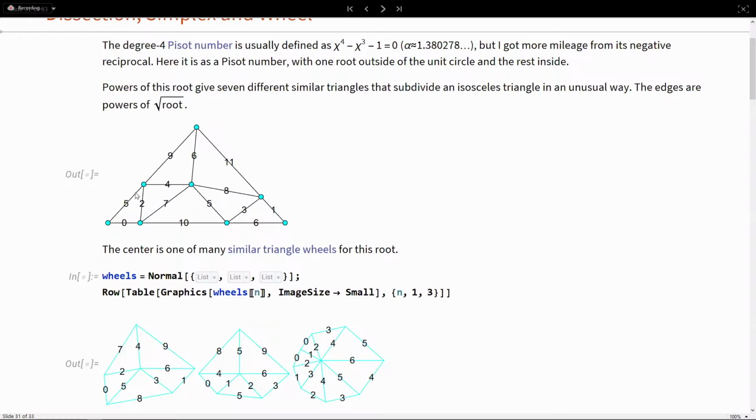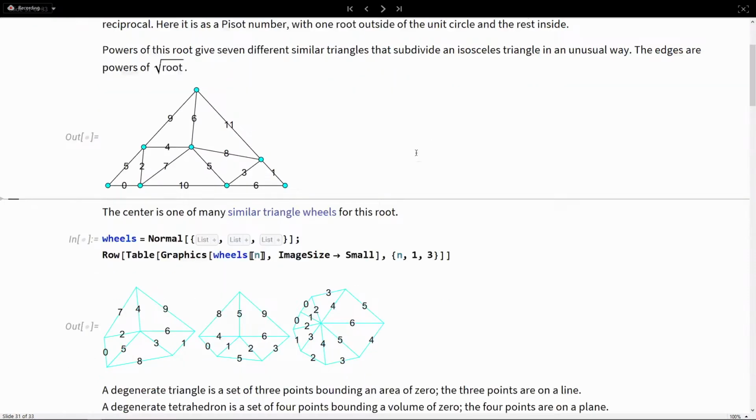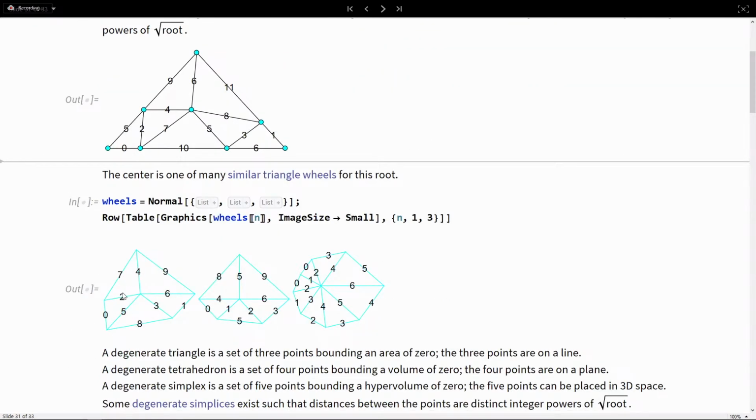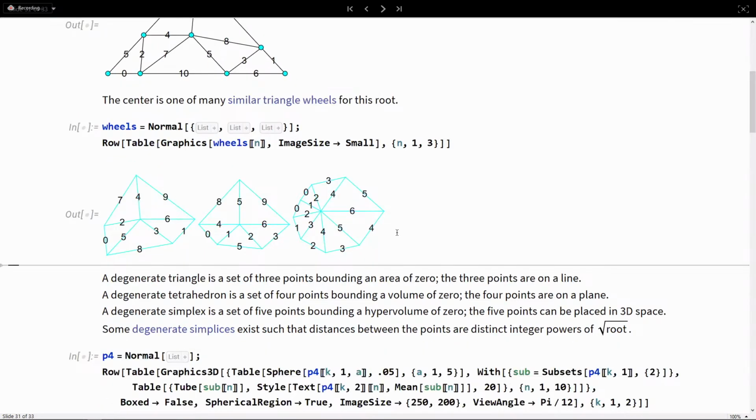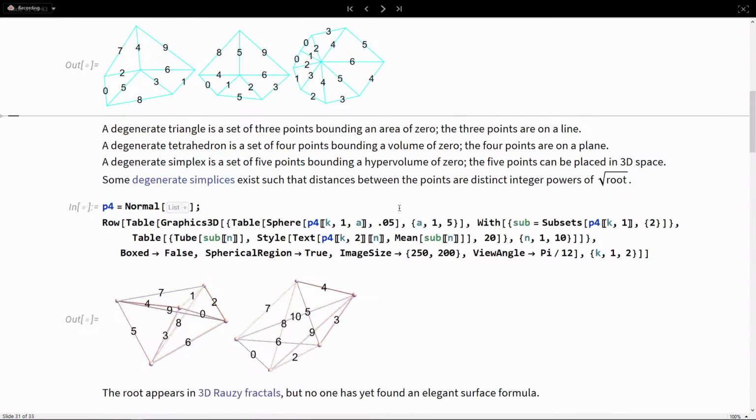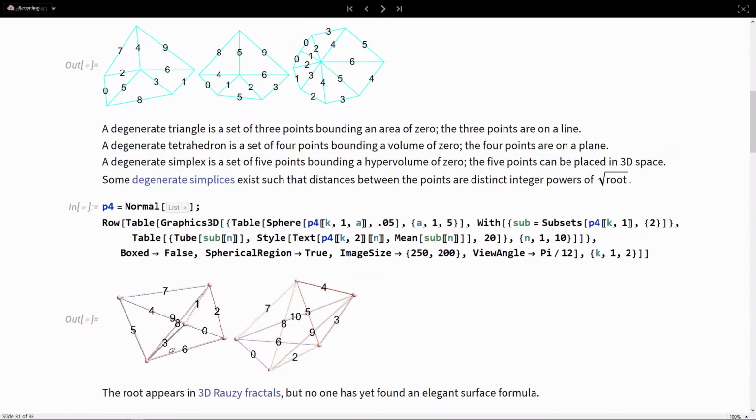Here's a way of dividing up an equilateral or an isosceles triangle into similar triangles that are all based on the chi constant, and that's based on this object here I found in my similar triangle study. And I also found this in a look at degenerate simplices. There's a demonstration that has these.